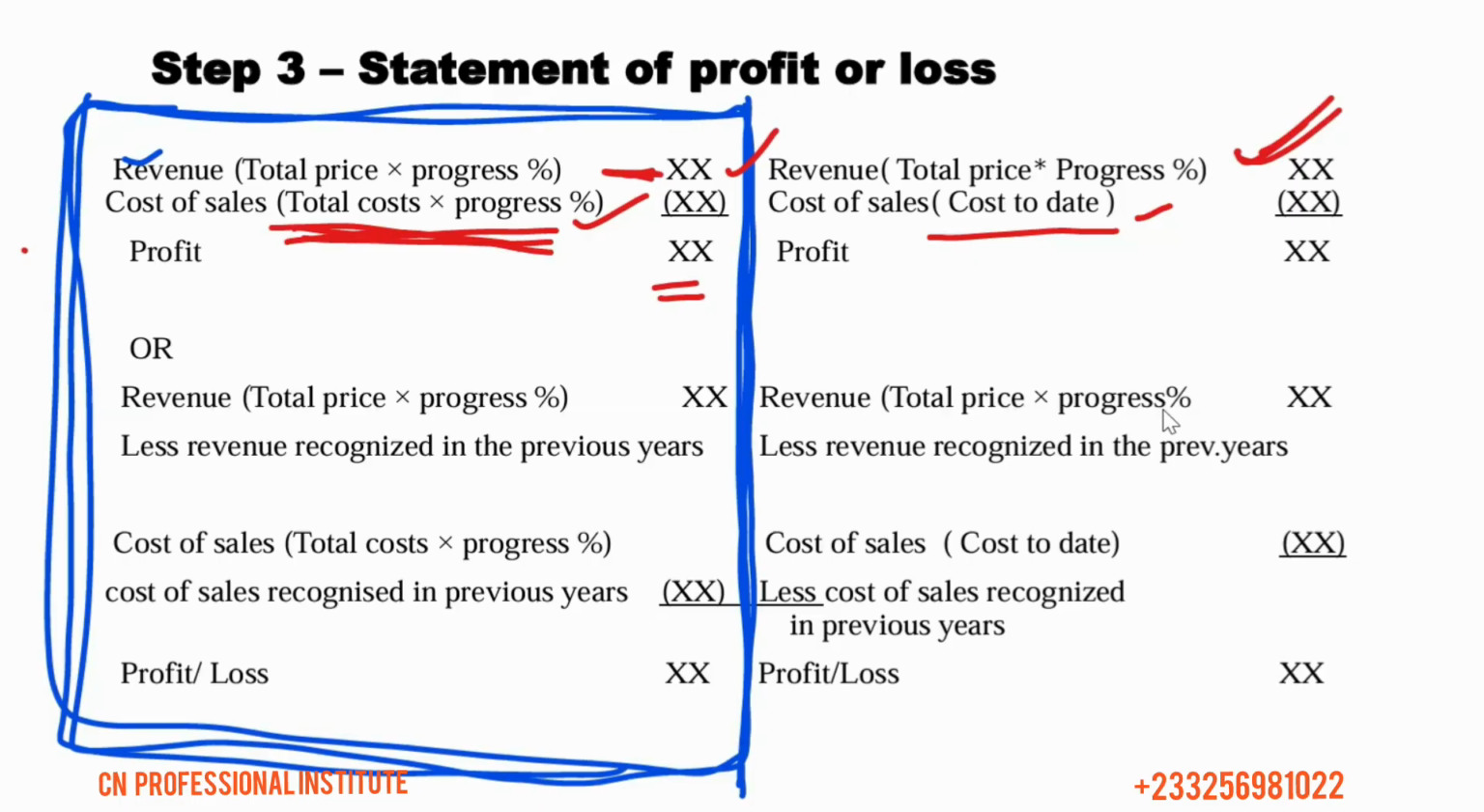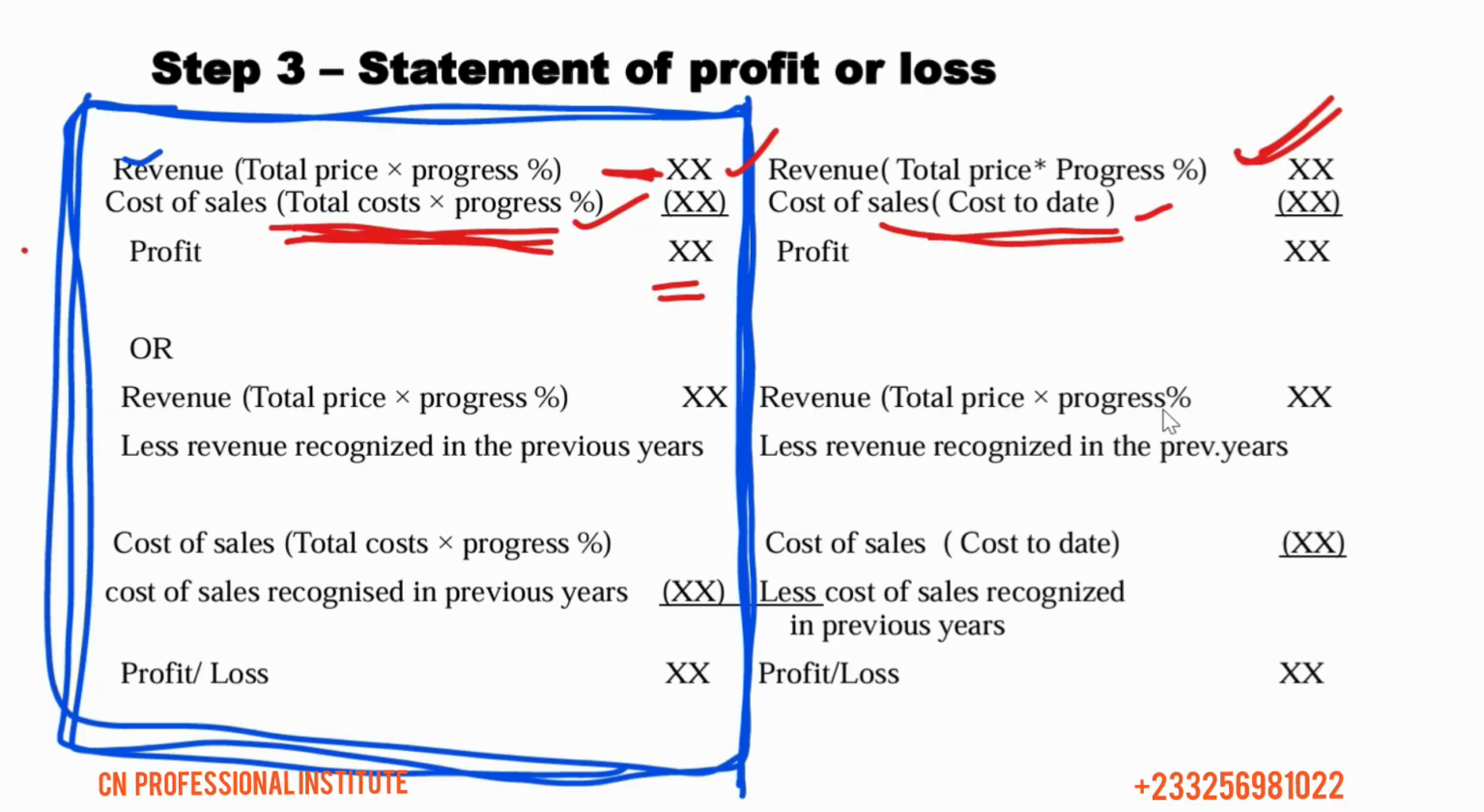But with the new one, with the change, to get the cost of sales, we pick only the cost to date. We don't apply any progress rate on the total cost to get the cost of sales. We just pick our cost to date as our cost of sales. That's all. So that's the change that has been made in the statement of profit or loss, right?